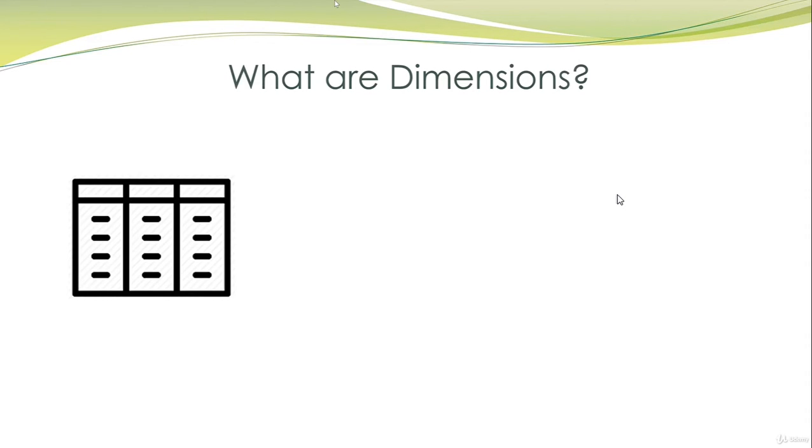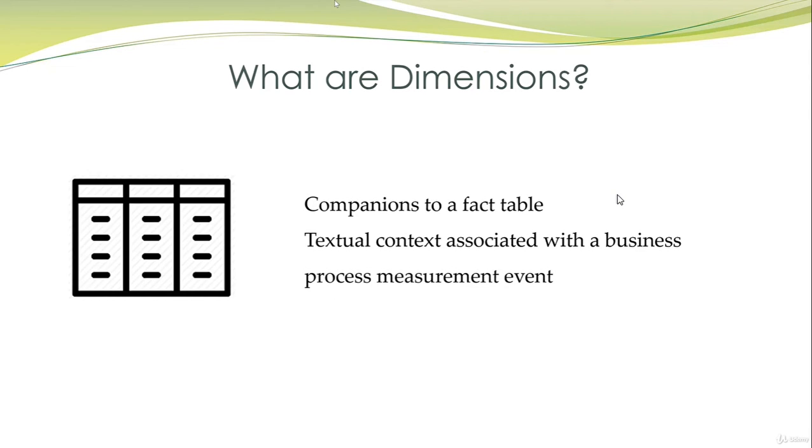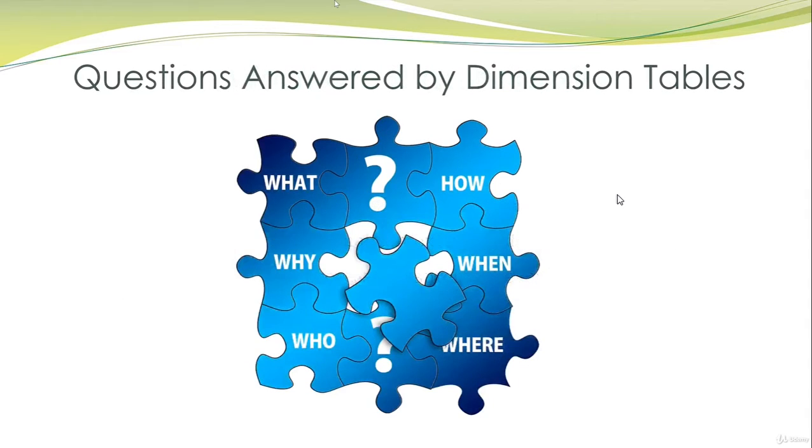Now, let's discuss the dimension. The dimensions are the companions to a fact table. And we say of the dimension table that it describes the context associated with a business process measurement event. This means that they answer questions like who, what, where, when, how, and why. All these questions associated with the event.